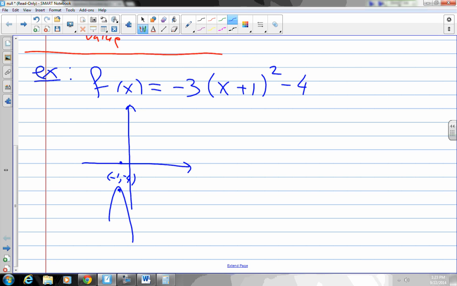Right? Does this function have a maximum or a minimum value? Maximum, right? And you know what that maximum is. You know the location of the vertex is (-1, -4). The maximum value of this function is -4. That's as high as this function can be. The location of that point is -1 on the x-axis. So sometimes you're going to be asked this question: what does x have to be in order to obtain the maximum value? So x has to be -1. What is that maximum value? -4 in this case. Does that make sense?